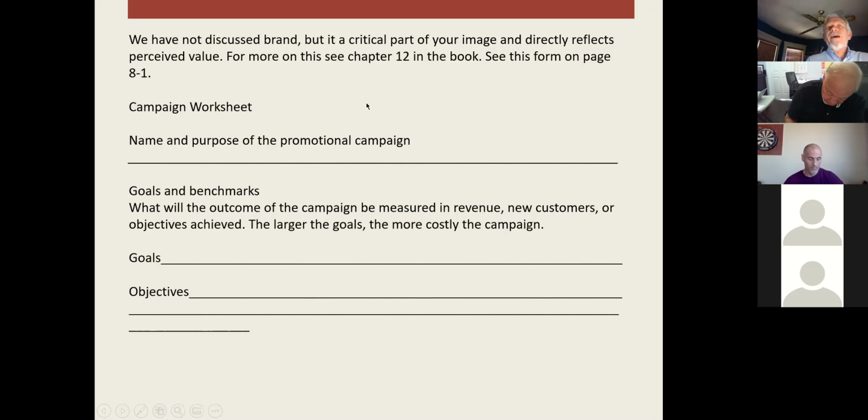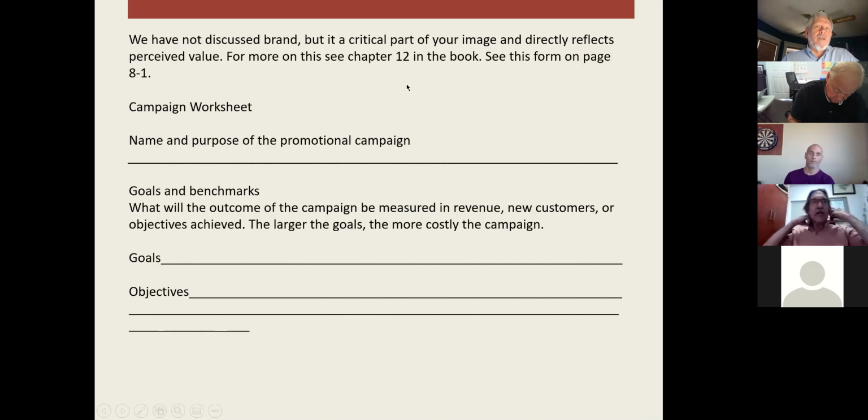Okay, we really haven't discussed how to do branding yet, but we've talked a lot about positioning. But in this particular one, now this was for when I was handing out a book, and if you want some of these forms, I can certainly get them to you. But this is a campaign worksheet, and that is, you're going to do a specific campaign. You might do 5 or 6 or 7 campaigns a year. You might do 1 campaign a year.